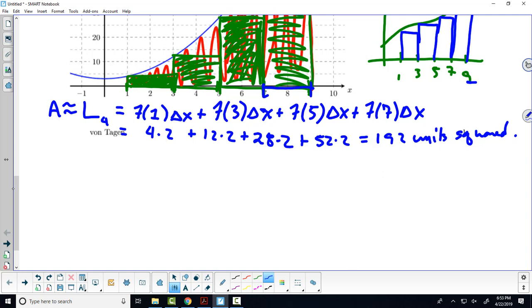Any questions on that? Yeah, Maria. Would the area be closer if we did a right or left endpoint? Great question. Yeah, so we're going to do the right endpoint method on this in just a second.